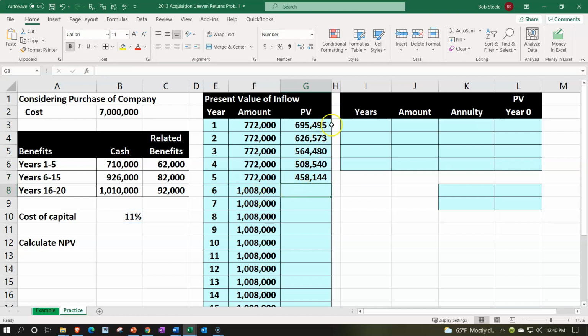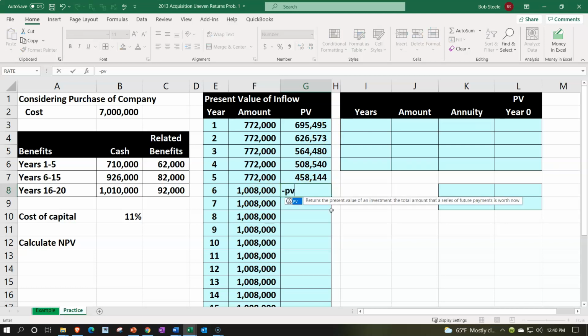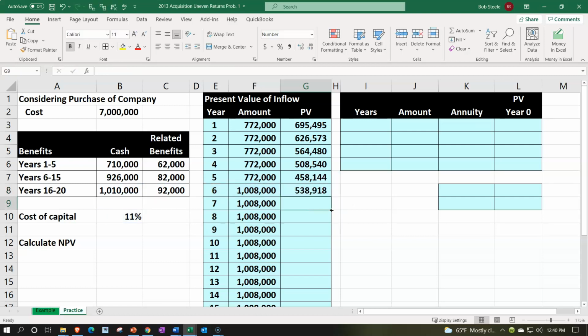You can see what's happening with the same dollar amounts. They're going down as the years go out because it's present value. Let's do it one more time on the different dollar amount. Present value, shift 9, rate 11%, comma, number of periods is now 6, comma, comma. Now we're at 1,008,000. So there we have that, 1,008,000. Okay, so then that brings it back to the 538.